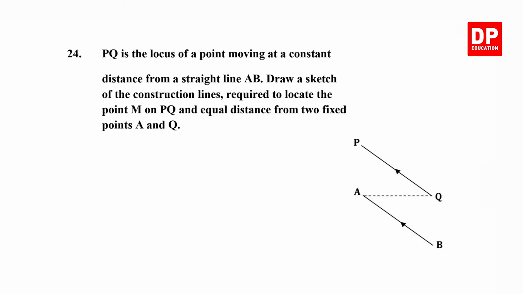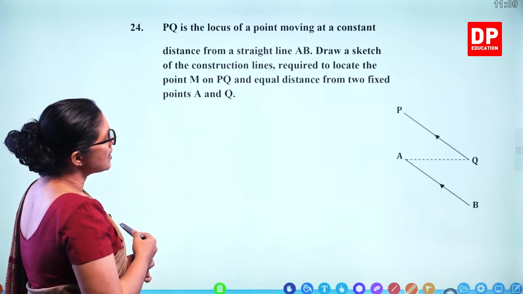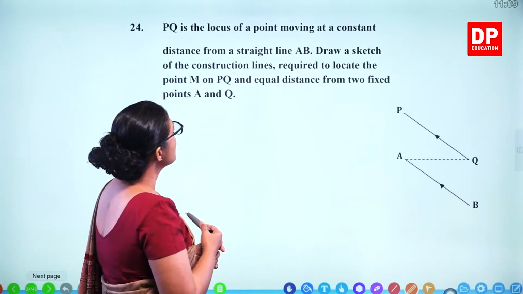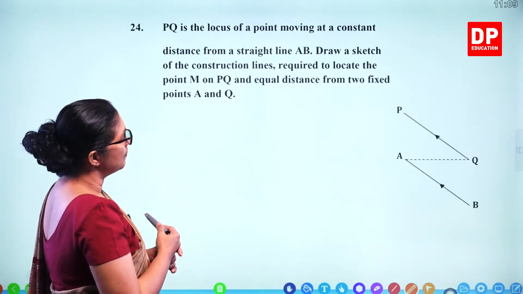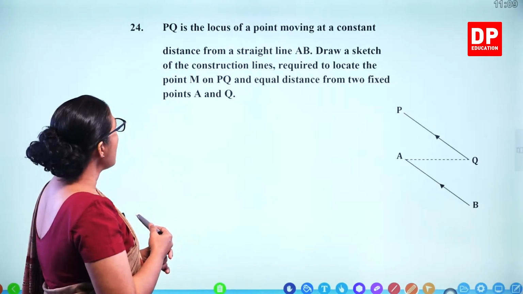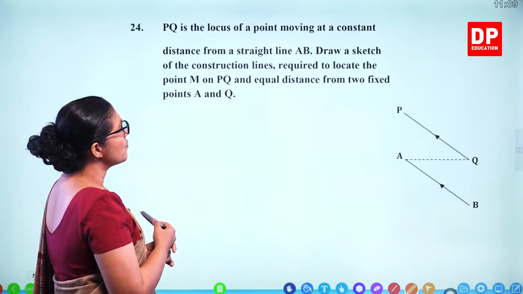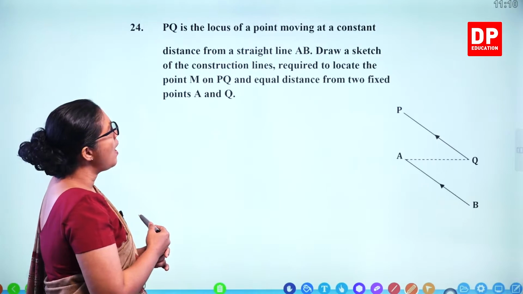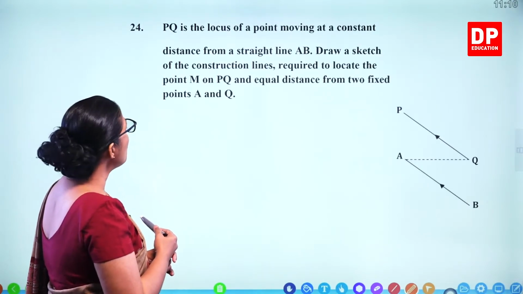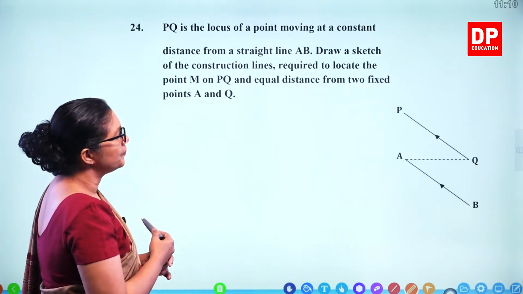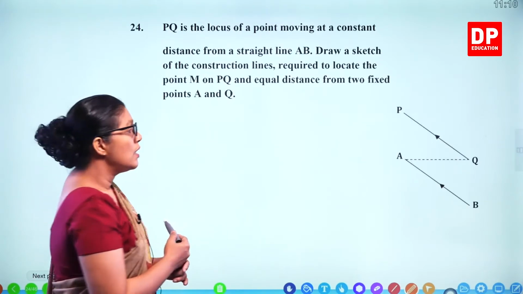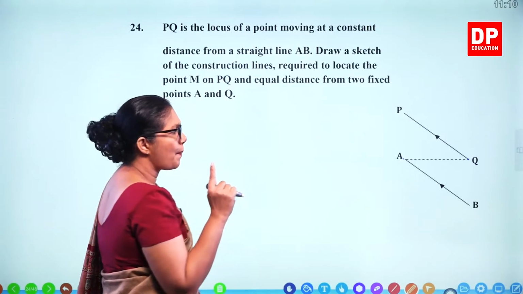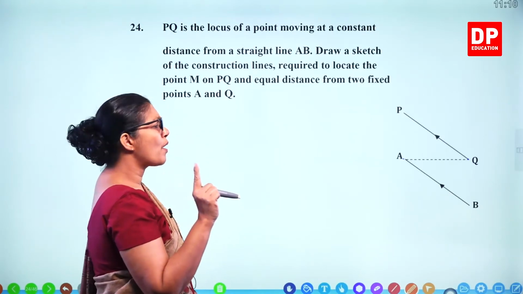Question number 24. PQ is the locus of a point moving at a constant distance from a straight line AB. Draw a sketch of the construction lines required to locate the point M on PQ and equal distance from two fixed points A and Q. So how do you find equal distance to A and Q? You need to remember 4 loci.